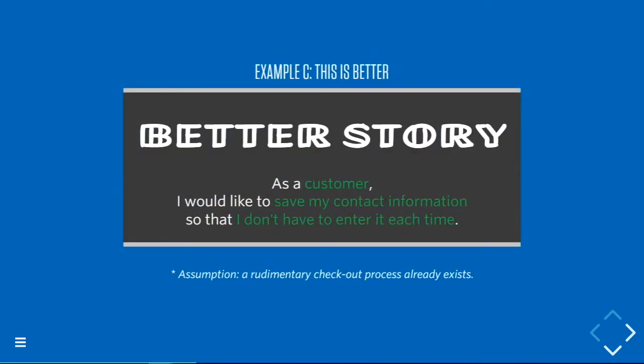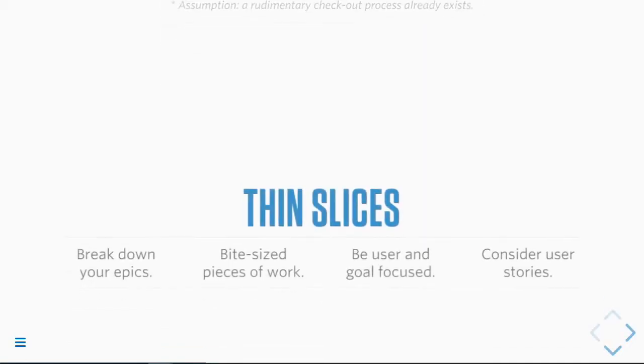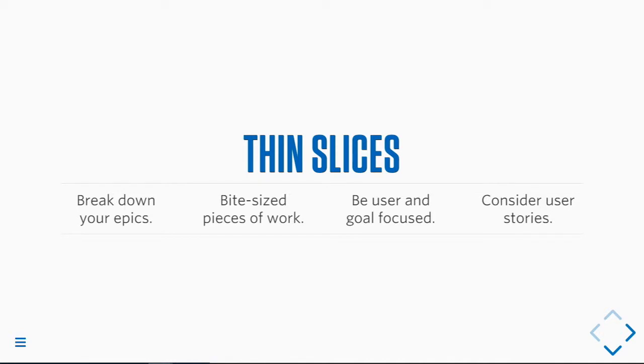So something like this might be better. As a customer, I would like to save my contact information so that I don't have to enter it each time. This assumes that a rudimentary checkout process already exists. We have a specific kind of user. We've described what they actually want to do and why. And there's no technical prescription here. You could do this without accounts. So thin slices, we break down our epics into bite-sized pieces of work. We're user and goal focused. Consider user stories. Before I move on, any questions on this?